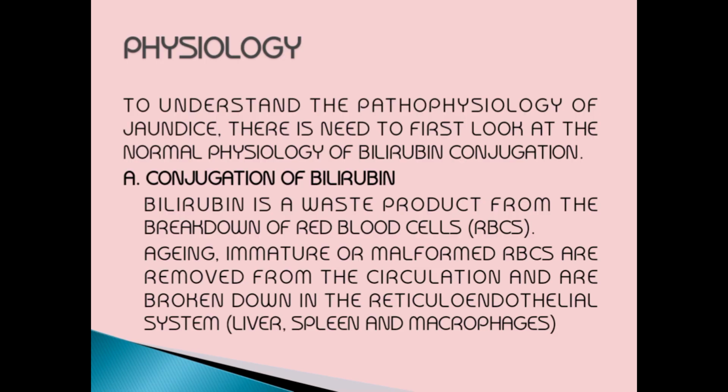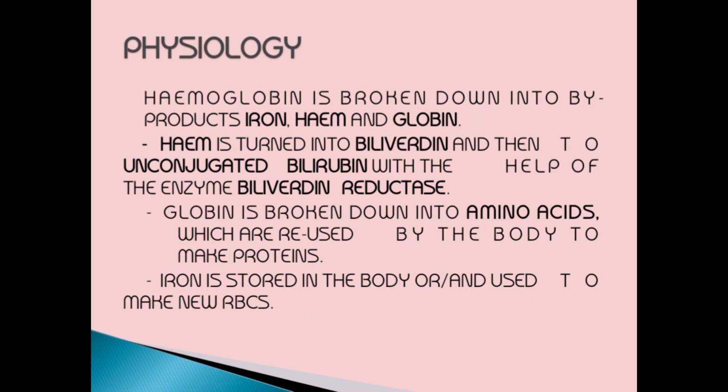are going to be removed from the circulation or broken down in the reticuloendothelial system that is present in the liver, the spleen, and the macrophages. These three contain the reticuloendothelial system that breaks down the red blood cells. Then hemoglobin is broken down into byproducts: three components, iron, heme, and globin. So we now talk about the heme itself, the iron itself, and the globin.